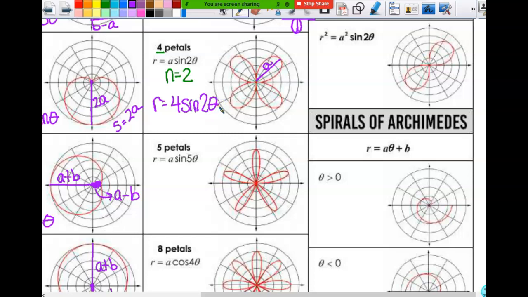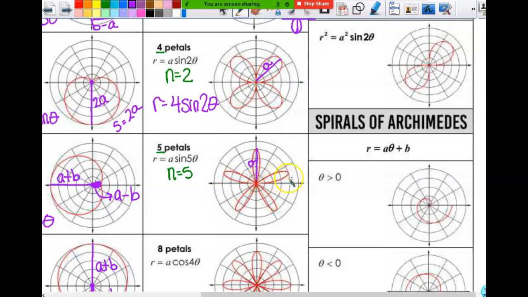When we look at the next one, N is 5, and we have 5 petals because it's odd, so it's exactly the same. This is still my A value. Now on this particular one, it's sine, we know it is because they told us, but there's another way to look at that. I know it's on the positive y-axis, but it's not always going to be that way, because if you look at this one, this is on the positive y-axis, but this is cosine.